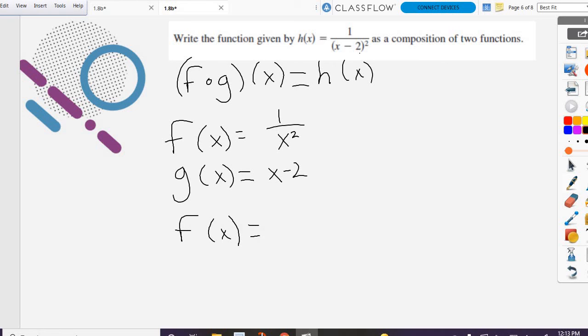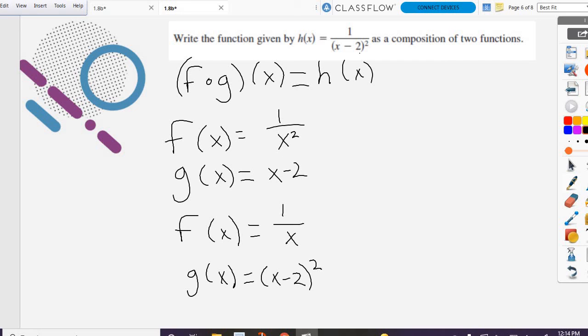So is there another way that I could write it? You could do 1 over x for f of x. So then what would our g of x have to be? x minus 2 all squared. Agreed. Are y'all okay with that? So notice, if I plug all of this into my x, I end up with 1 divided by x minus 2 squared, which is what we wanted.